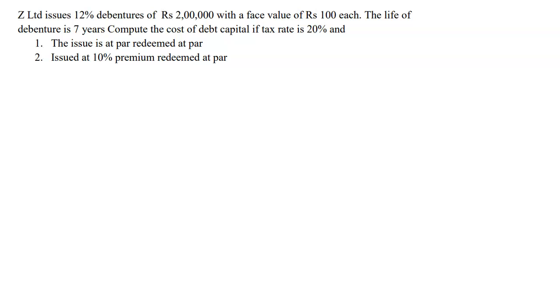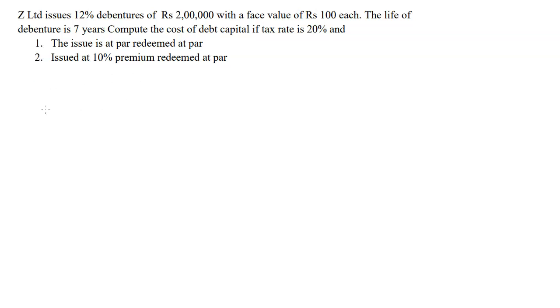Z Limited issued 12% debentures of rupees 2 lakhs with a face value of rupees 100 each. The life of the debenture is 7 years. Compute the cost of debt capital if tax rate is 20%. In the first case, if it is issued at and redeemed at par.